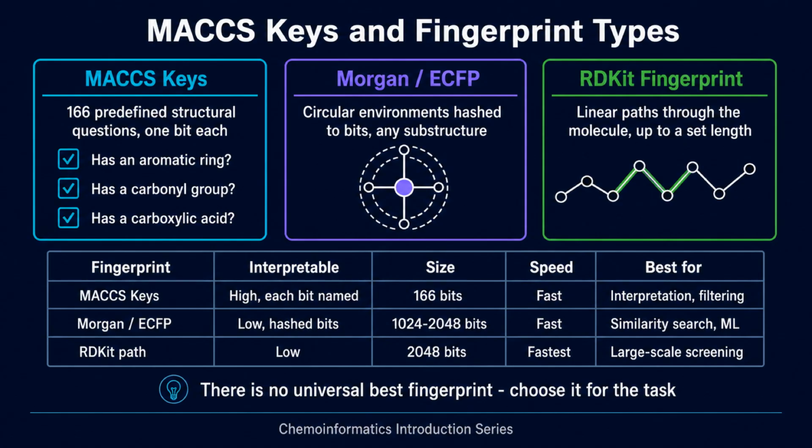For similarity searching, Morgan fingerprints usually perform best. For model interpretability, MACCS keys shine. For large-scale screening, RD-kit fingerprints offer speed. There's no universal best choice. Select based on your specific task.